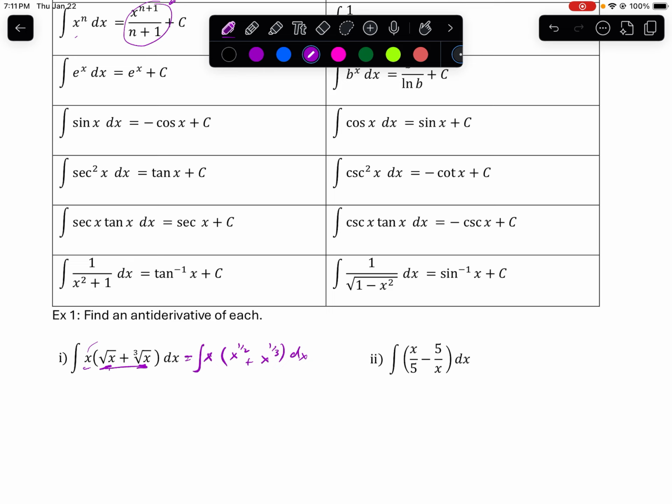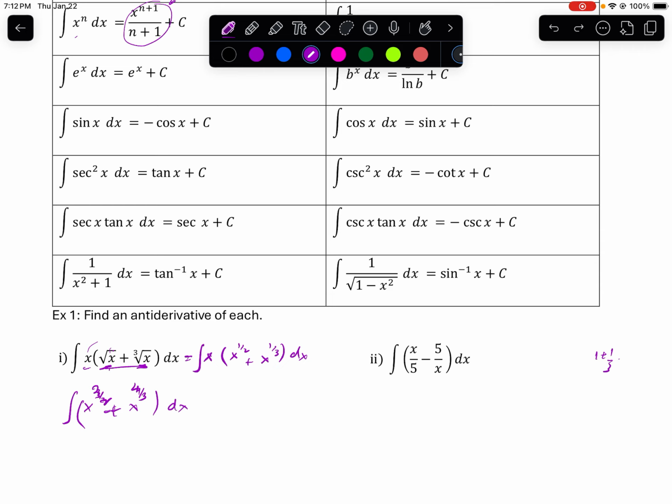So this is what I have, and now I multiply. So I get x to the 1 plus 1/2, so 3/2, plus x to the 1 plus 1/3, so I get 4/3, and then we have dx. So I just wrote the radicals in terms of powers, and then distributed the x. So this is what you get.